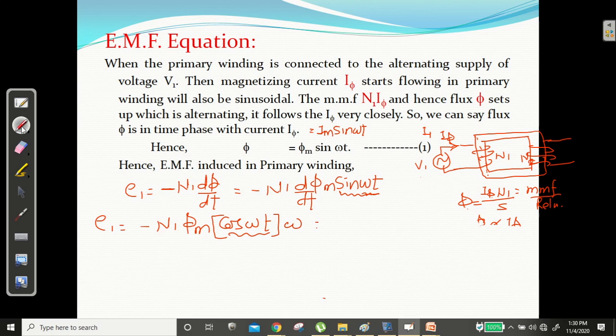Okay, so I'm getting this. So E1 equal to what? E1 equal to minus N1 phi m omega cos of omega t. So I'm writing like this, E1 equal to, okay. So I'm going to use the next sheet here.